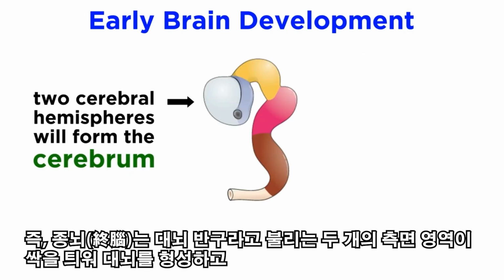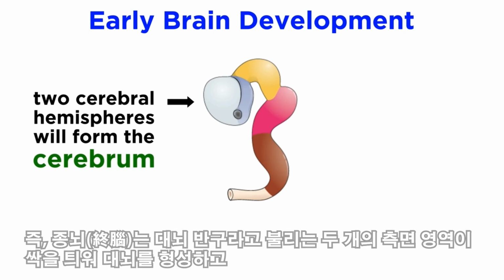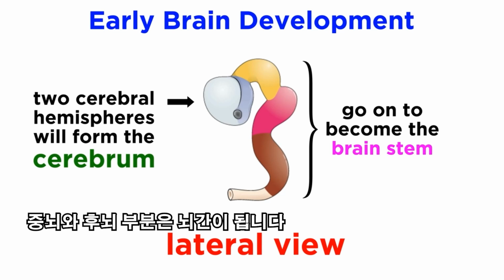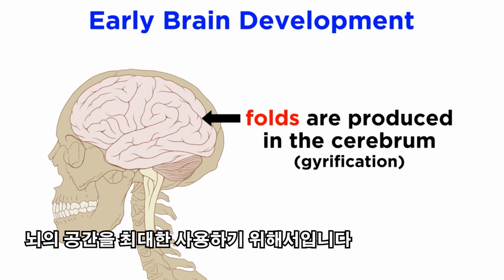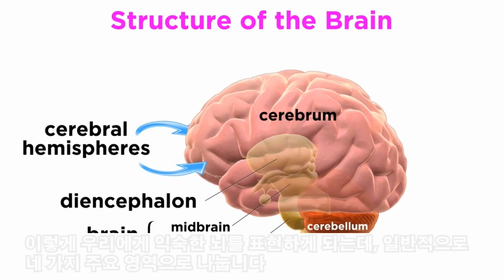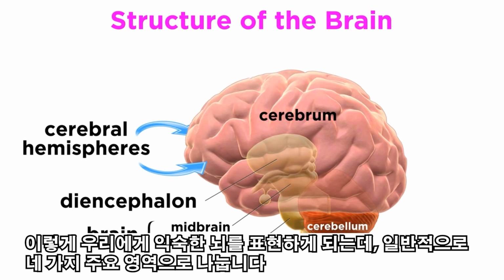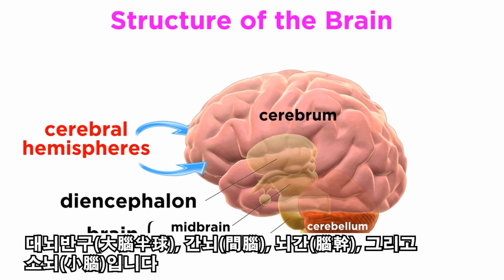The telencephalon sprouts two lateral regions called cerebral hemispheres, which together form the cerebrum, and the midbrain and hindbrain segments collectively become the brainstem. Confined to the volume of the skull, the fast-growing brain produces many folds, a process called gyrification, in order to best occupy the available space. This eventually results in the representation of the brain we are all familiar with, which we typically divide into four main regions. Those are the cerebral hemispheres, diencephalon, brainstem, and cerebellum.